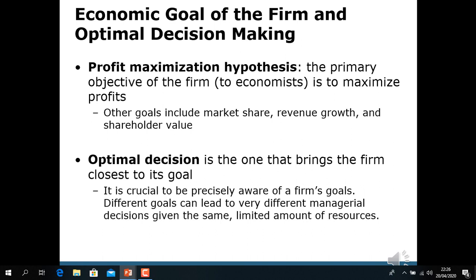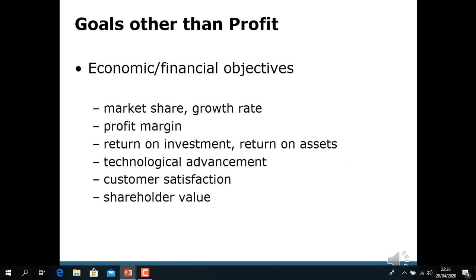In addition to the purpose of obtaining profit and optimal decision, there are also other company goals called economic and non-economic objectives. Economic or financial objectives such as market share, growth rate, profit margin, return on investment, return on asset, technological advancement, customer satisfaction, and shareholder value are kinds of economic and financial objectives.